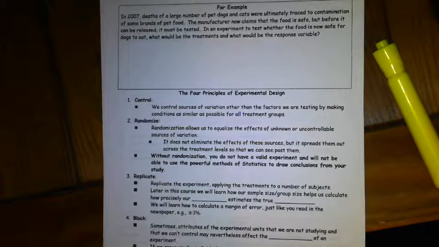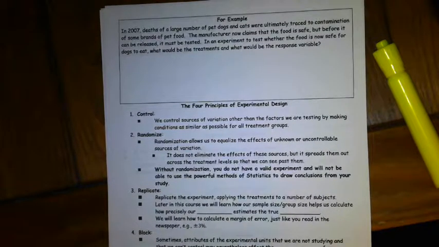All right, so continuing on with experiments, here's an example we're going to talk about. In 2007, deaths of a large number of pet dogs and cats were ultimately traced to contamination of some brands of pet food. I know you guys were fairly young for that, but that is a true story. If you want to look it up, I remember it quite well. There was food from China that was not good.